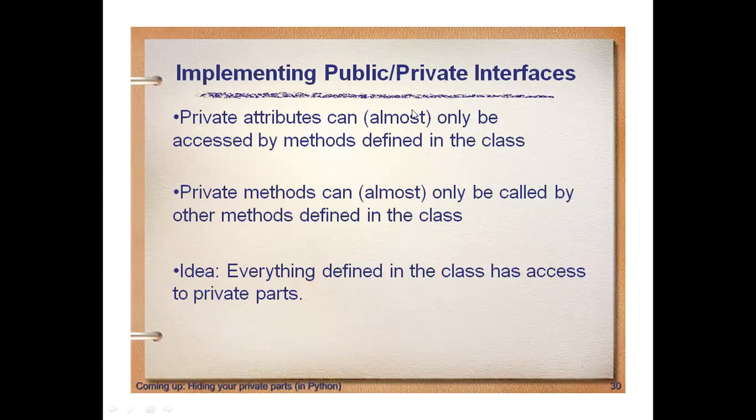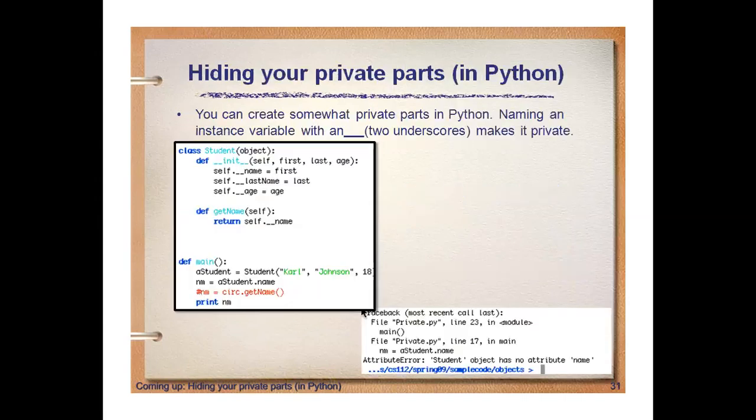Implementing public and private interfaces, this is what is being designed here. Private attributes can only be accessed by methods defined within the class, right? Private methods can also be called by other methods defined in the class. The idea is that everything in the class has access to its private members. Within my class, within my lecture, every student has full permission to do whatever they want. But nobody from outside the class can interfere during my lecture to access you people or to access my lecture recordings, right? My lecture recording is a method and you guys are my attributes, right?